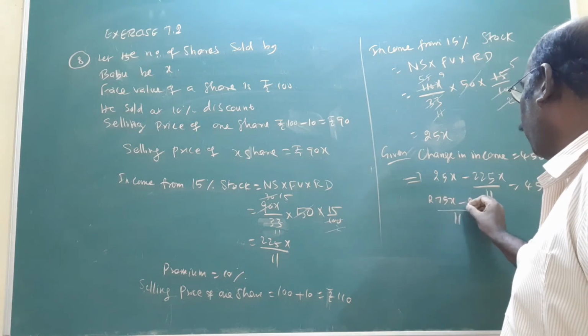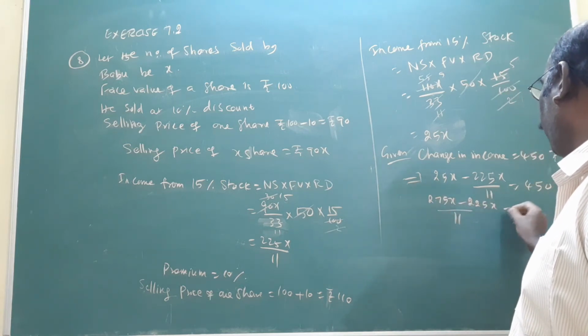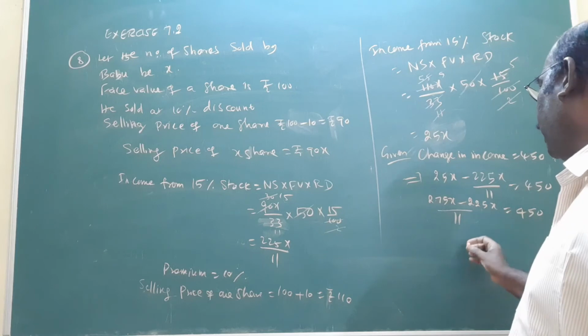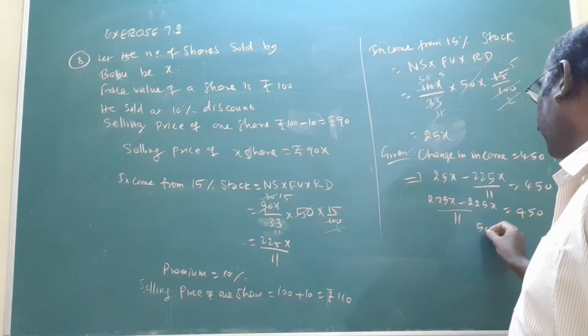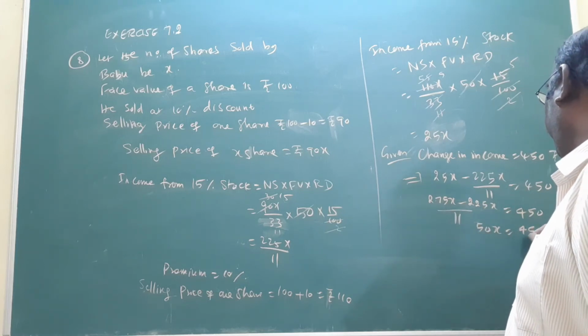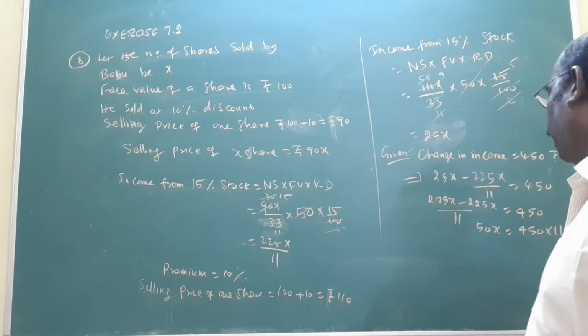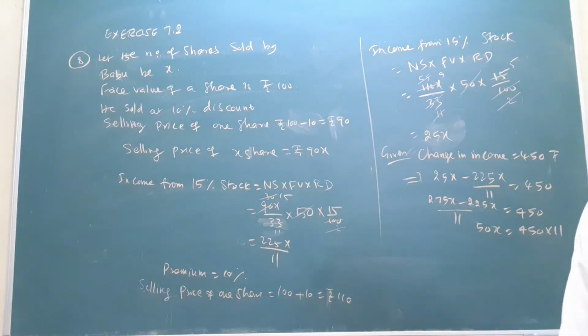275x minus 225x equal to 450. Am I right? Now subtract: 50x equal to 450 into 11. Am I right? Now you can cross multiply. X is equal to 450 into 11 by 50.